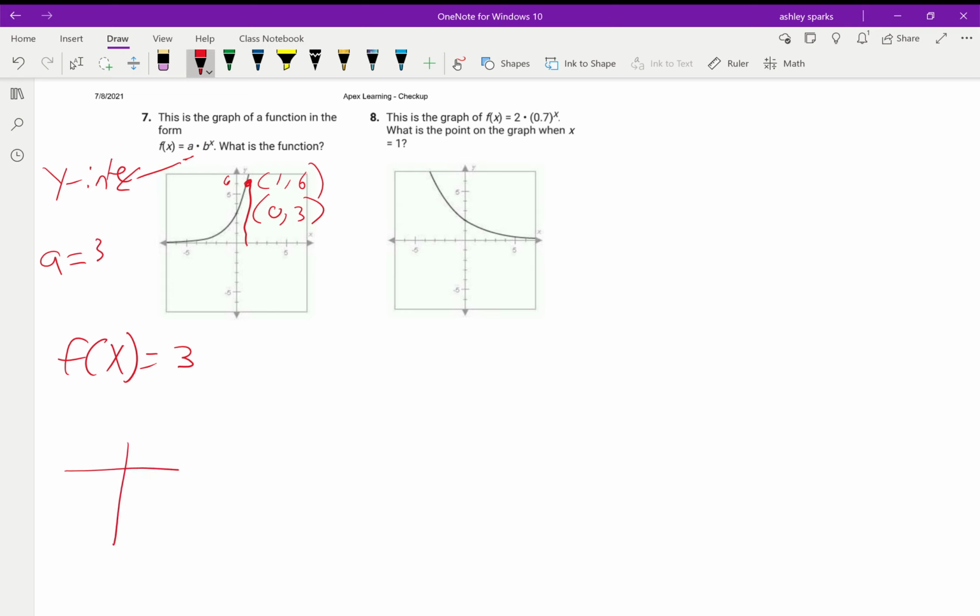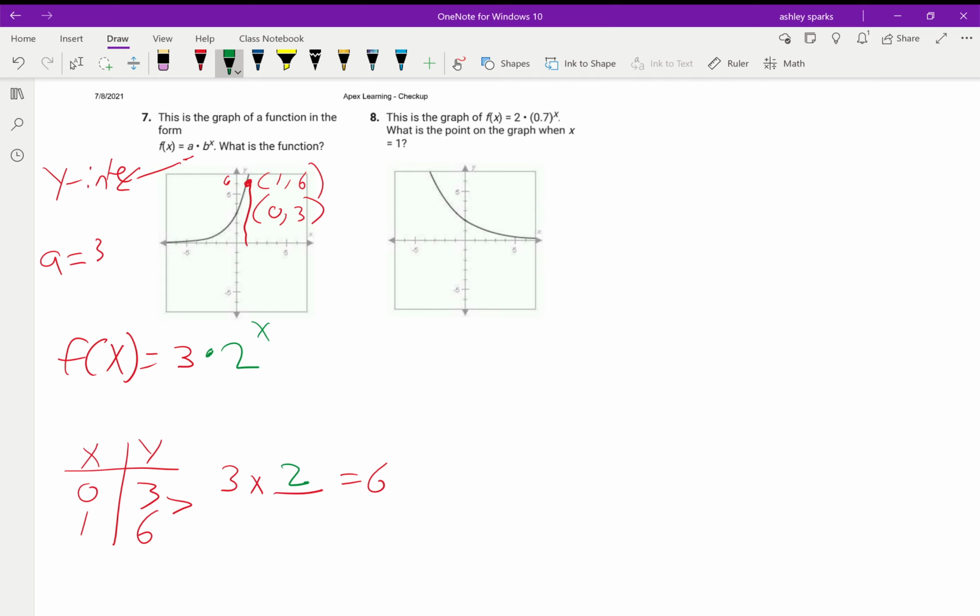With these problems, what I'd recommend doing is kind of making a table if you need to. So you went 0, 3, 1, 6. So I have those points. The question is, what times 3 will equal 6? The answer there is obviously 2, which means my rate here would be times 2 to the x. So it's just a matter of looking very closely, zooming on the graphs. If you have issues with any of the graphs, please let me know.